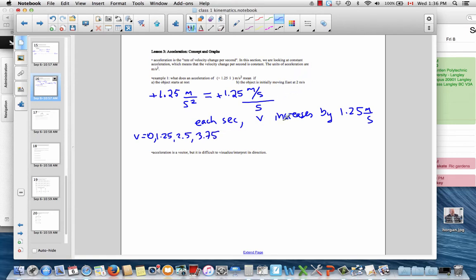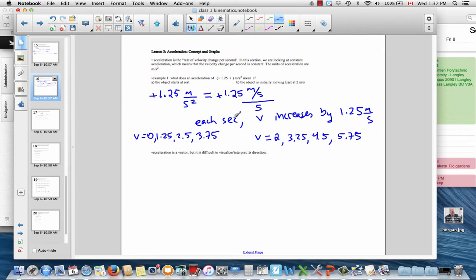And if you were already in motion, this is like part B here. What I just did was part A. So here we're already starting at 2, and we just go up by 1.25 each second. So the acceleration is the same in these two cases, but here the acceleration happened when the object was already in motion, and in part A, the object started off at rest.